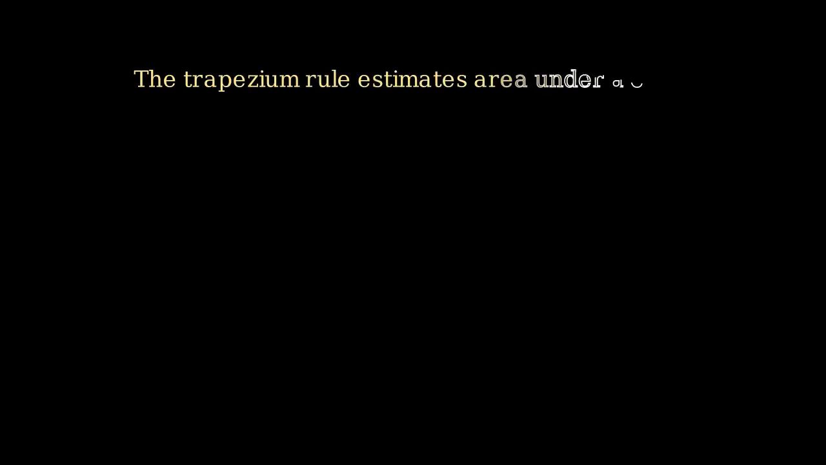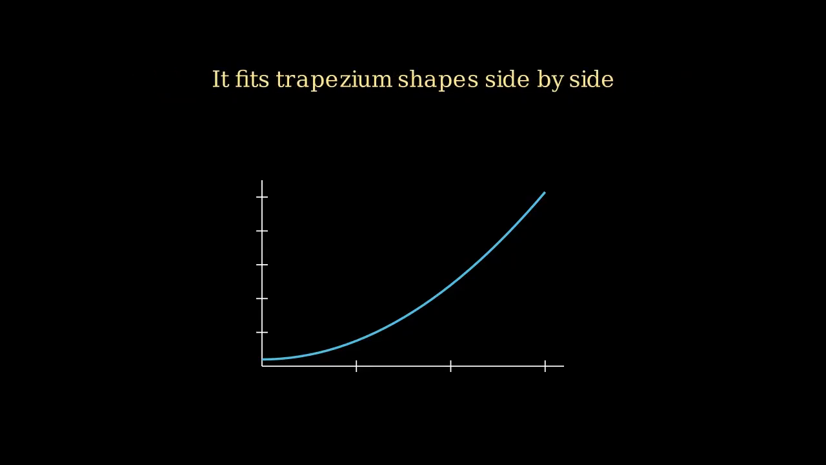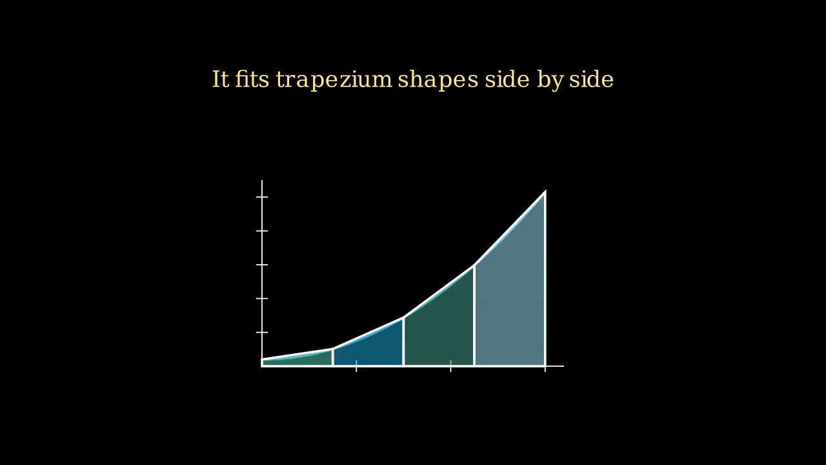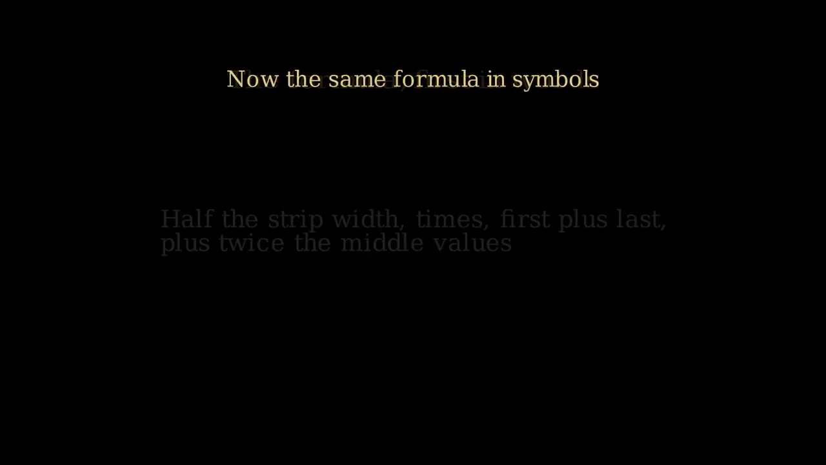The trapezium rule is a way to estimate the area under a curve, using shapes instead of finding an exact integral. It works by fitting a series of trapezium shapes underneath the curve, side by side, and adding up their areas. In words, the trapezium rule formula is half of the strip width times the sum of the first and last function values plus twice the sum of all the middle function values.